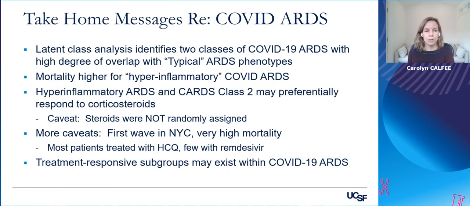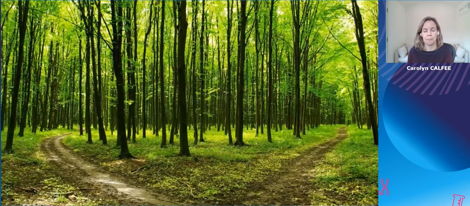So to summarize this data that I showed you, we see that latent class analysis identifies 2 classes of COVID ARDS with a high degree of overlap with typical ARDS phenotypes. Mortality is higher for this hyperinflammatory COVID ARDS. And hyperinflammatory ARDS and COVID ARDS class 2 may preferentially respond to corticosteroids, though with the caveat that steroids were not randomly assigned here. A couple of other important caveats. This was the first wave of COVID in New York City with a very high mortality. Many of these patients were treated with hydroxychloroquine and relatively few with remdesivir. But I think this certainly supports the hypothesis that treatment responsive subgroups might exist within COVID-19 ARDS.